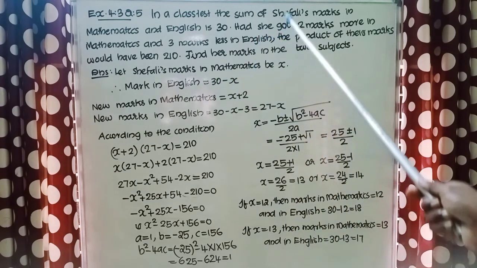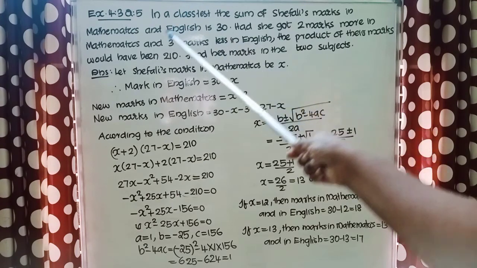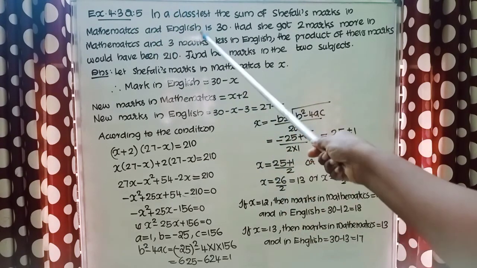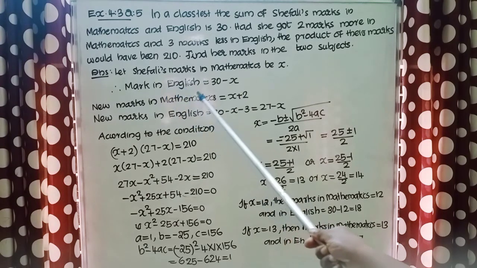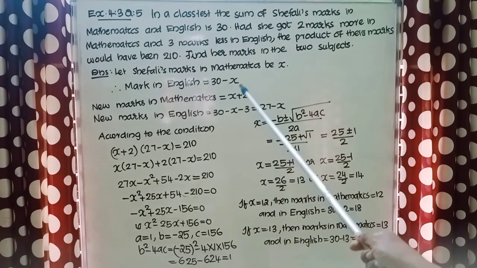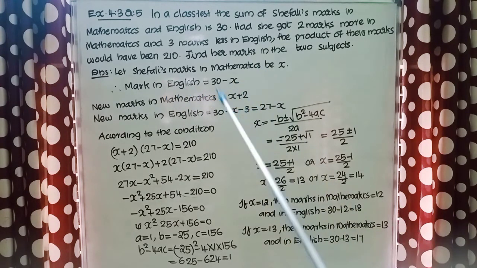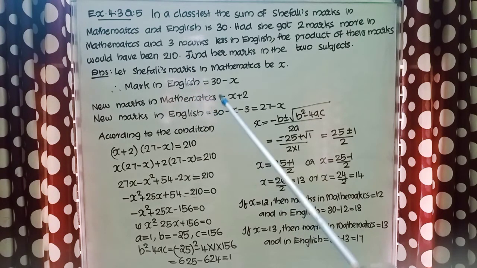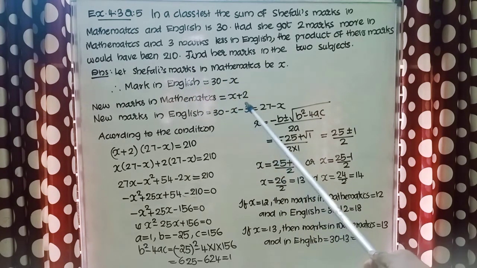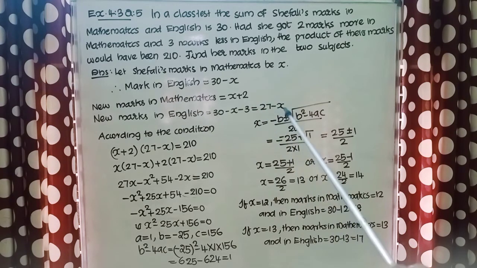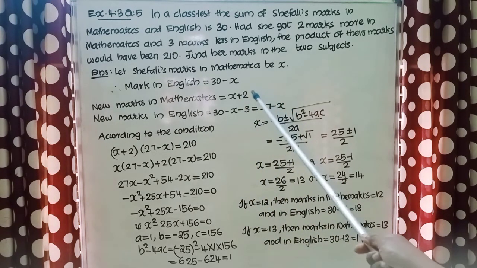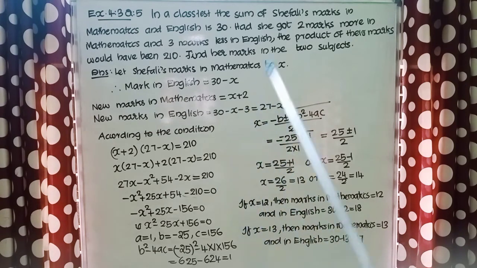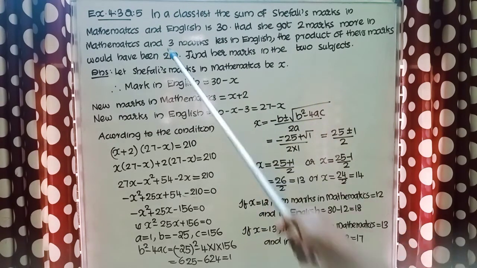And it is saying that had she got 2 marks more in mathematics and 3 marks less in English. So, let us take the new marks in mathematics x plus 2 and new marks in English 30 minus x minus 3, that is equal to 27 minus x. So these two are the new marks in mathematics and English, and it is given the product is 210.